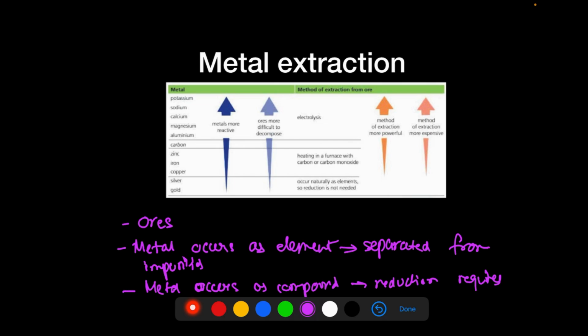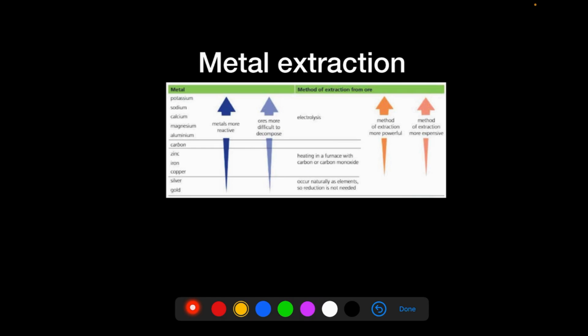Here you can see we have put an image from the textbook. According to the reactivity series, these are the methods used to extract the metal from the ore. For potassium, sodium, calcium, magnesium and aluminium, we use electrolysis. For metals below carbon, zinc, iron and copper, we use heating in a furnace with carbon and carbon monoxide. And silver and gold occur naturally as elements, so reduction is not needed.